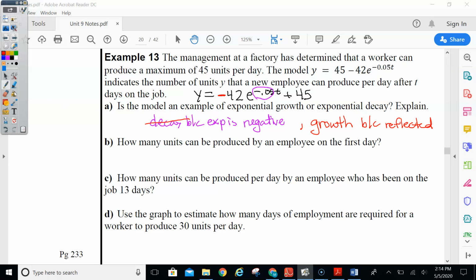Okay, but this part B we can actually do without a calculator. These two we're going to need a calculator for. So here, how many units can be produced by an employee on the first day? So notice here, t is after t days on the job. So after they've been on the job for this amount of days. If it's your first day, you haven't been on the job yet. So for this one, t is 0. So if we plug in 0 for t, we get y equals negative 42e to the 0, since 0 times anything is just going to make this exponent 0, plus 45.